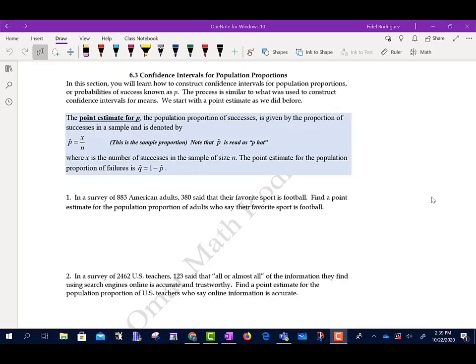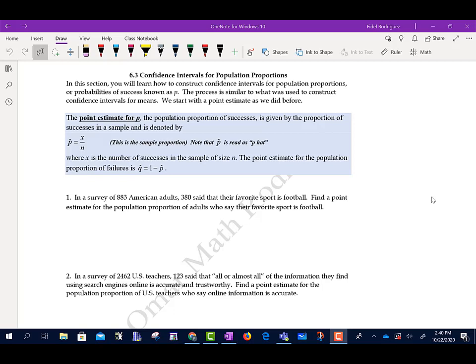Section 6.3 talks about confidence intervals for population proportions. It says in this section we're going to learn how to construct confidence intervals for population proportions, or probabilities of success, known as P. The process is similar to what we use to construct confidence intervals for means, and we're going to start with a point estimate as we did before.